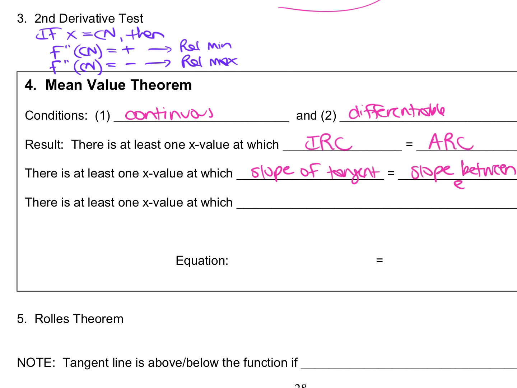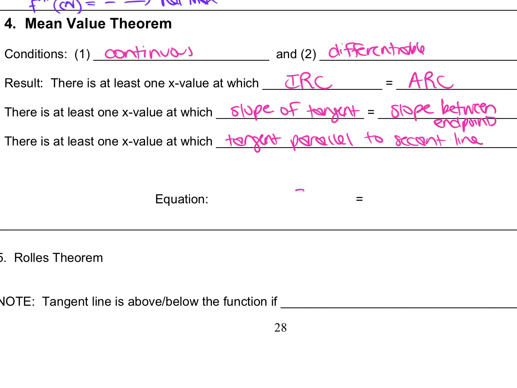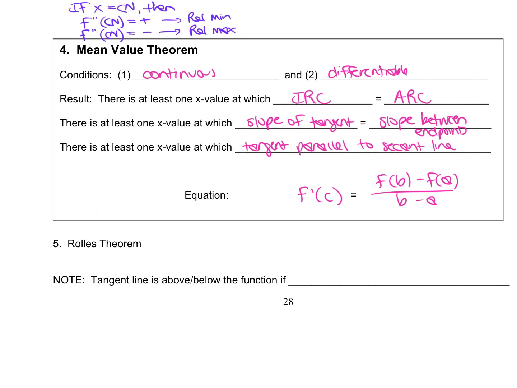That happened a lot on online quizzes. Or third was tangent line parallel to secant line. Our equation for it was that f prime of c equaled f of b minus f of a over b minus a. Give you a minute to copy that down. Okay.